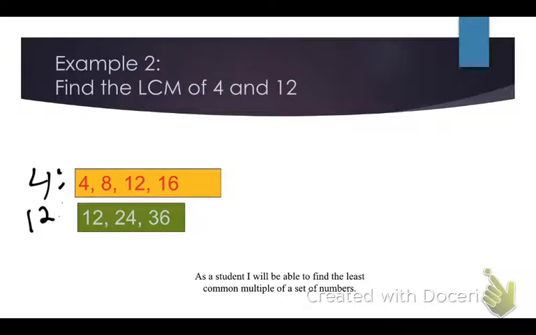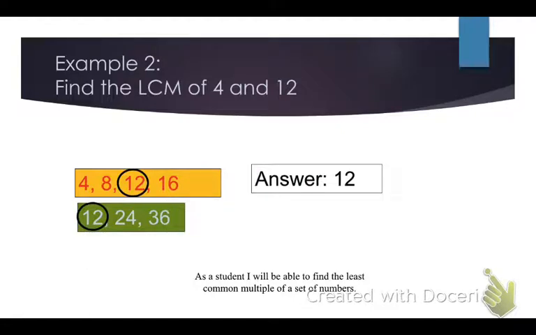Realistically, what we should have right here is the 4, and we should have 12, just like that. And if we move on, you'll see that step 2 is to find the least common multiple. We already have one that is in common. So we're going to go ahead and find that, which is 12. And so our least common multiple is 12.